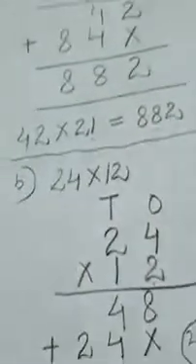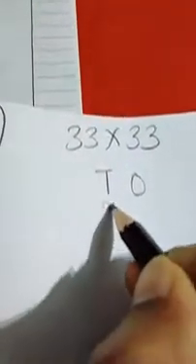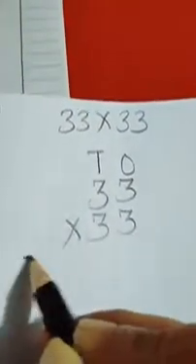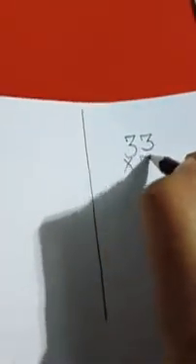Yes, now see, that is C part. 33 multiplied by 33. Yes, now here firstly we will arrange in columns. Yes, that is 33 multiplied by 33. Now see, firstly 33 will be multiplied by 3, then 33 will be multiplied by this 3. Yes, 33 multiplied by 3, and second time again 33 multiplied by 3.